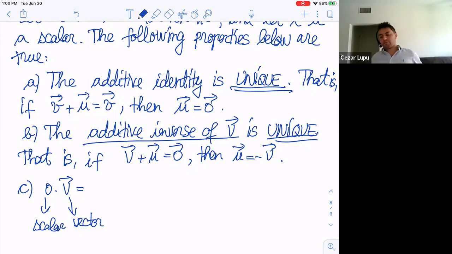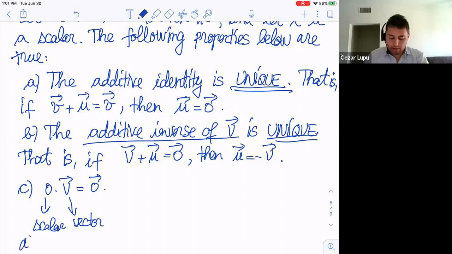So now I have the multiplication between the scalar 0 and the vector v. What do you think we're going to obtain here? What is the result? Okay, 0, but 0 what? Is it the 0 scalar or the 0 vector? The 0 vector, correct. So I'm going to put it like this, right? All right, great.